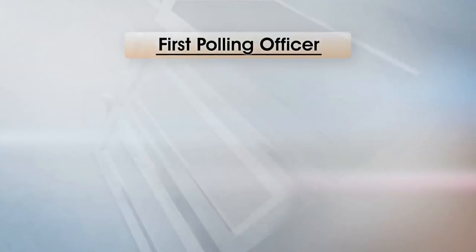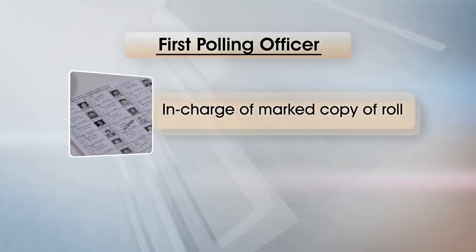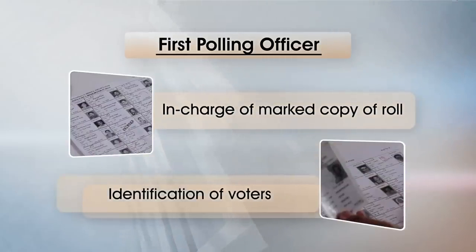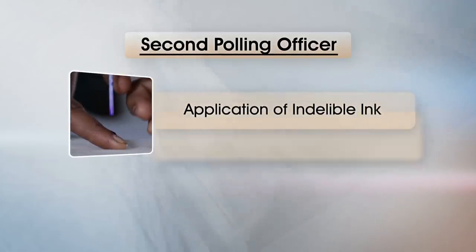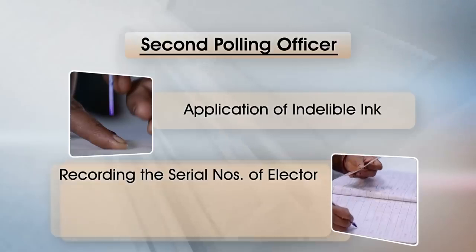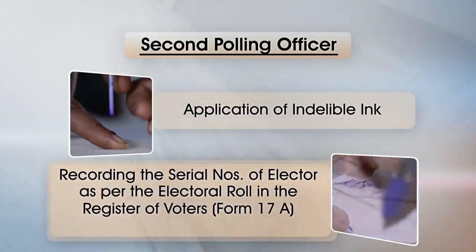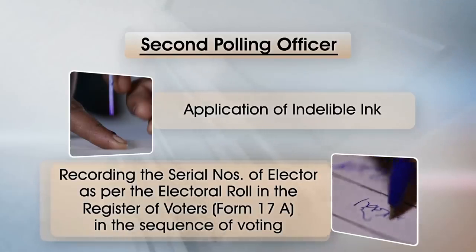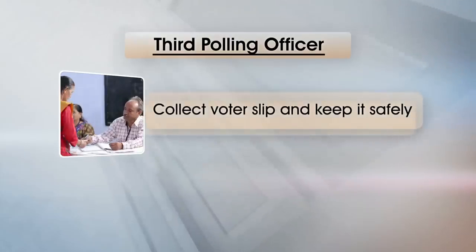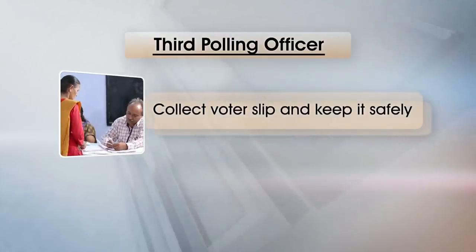First polling officer, in charge of marked copy of roll, identification of voters. Second polling officer, application of indelible ink, recording the serial numbers of elector as per the electoral roll in the register of voters, Form 17A, in the sequence of voting. Third polling officer, collect voter slip and keep it safely.